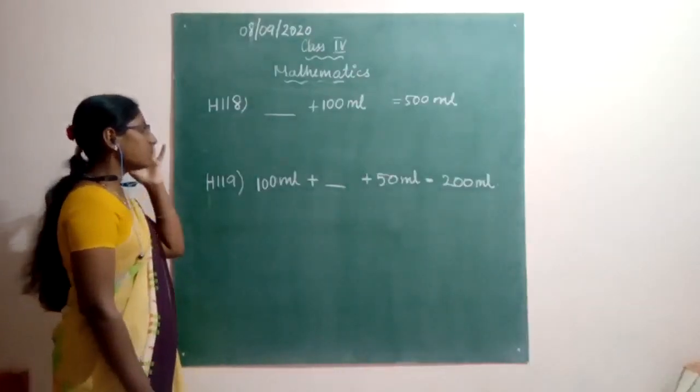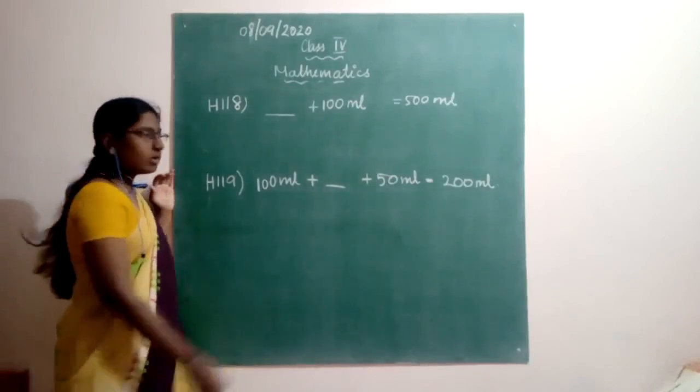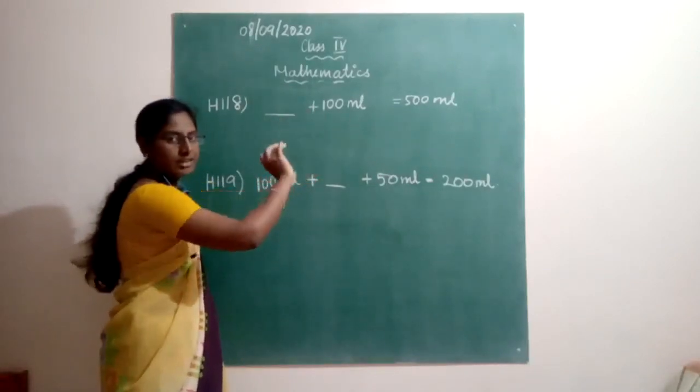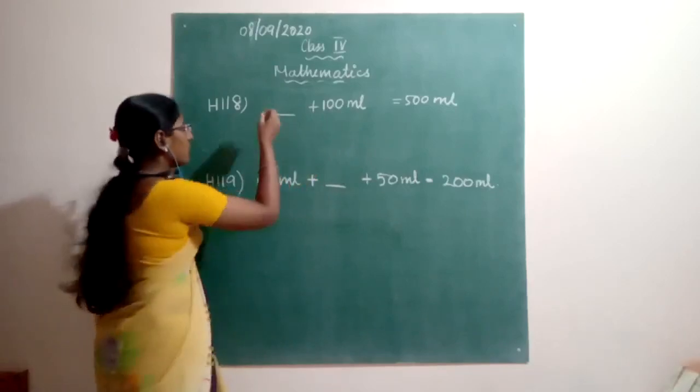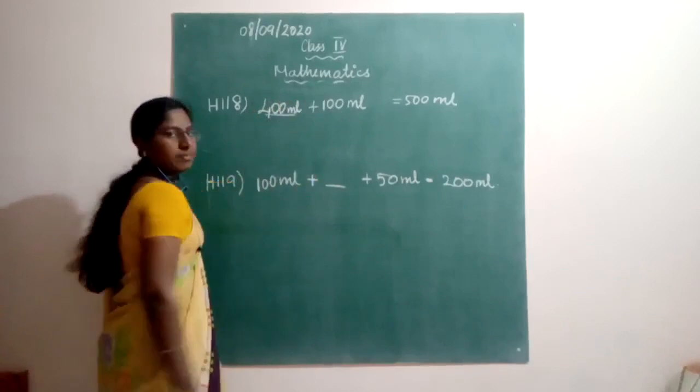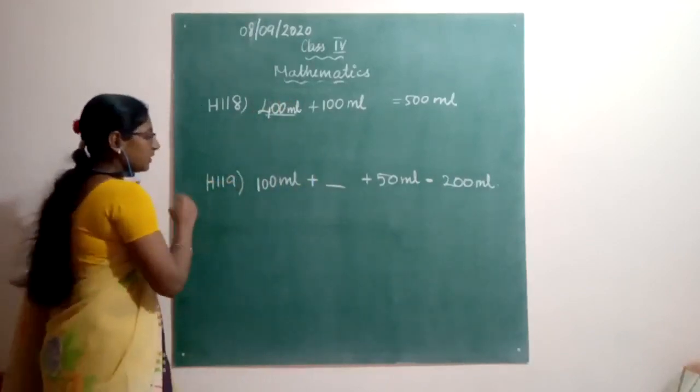H118: dash plus 100 ml will give you 500 ml. Already you have 100 ml here. So what should you add to 100 so that you are going to get 500? It is 400 ml. Keep it in mind, 400 ml. Next, H119.